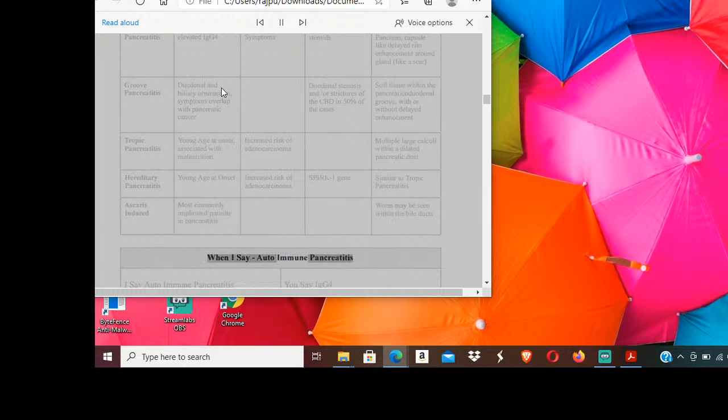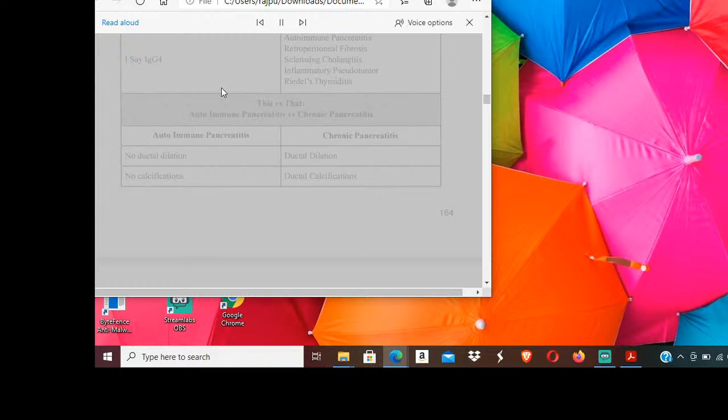When I say autoimmune pancreatitis, you say IgG4. Autoimmune pancreatitis, retroperitoneal fibrosis, I say IgG4, sclerosing cholangitis, inflammatory pseudotumor, Riedel thyroiditis.